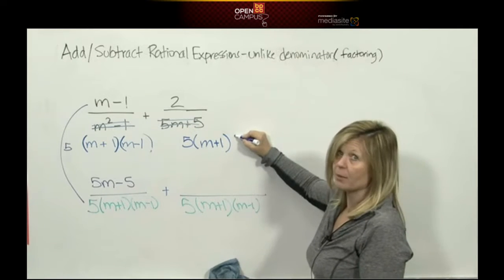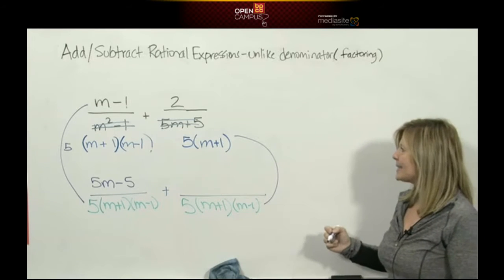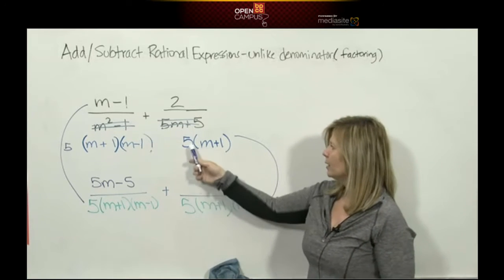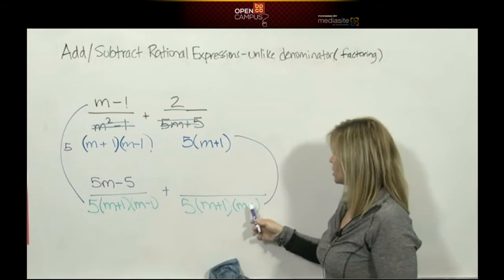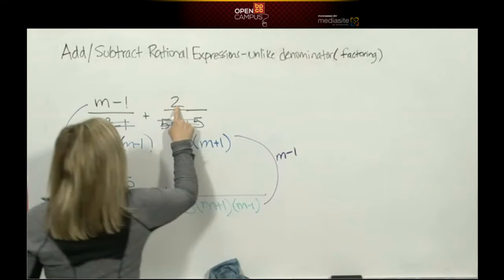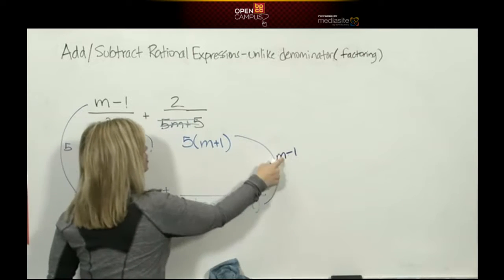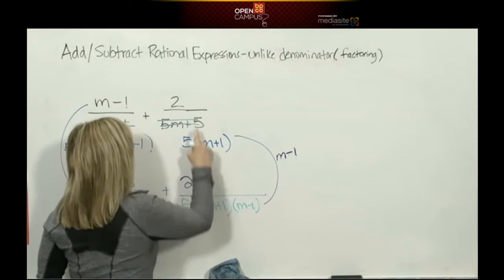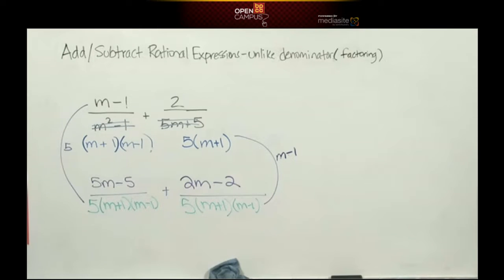All right, we'll go over here. Here's the old denominator in factored form. Here's the new denominator in factored form. It's easy now to see what we multiplied by. Well, we already had the 5. We already had the m plus 1. So this is what we multiplied by, m minus 1. How do we multiply 2 times m minus 1? We distribute. 2 times m is 2m. 2 times negative 1 is negative 2. So now you've written two equivalent fractions.